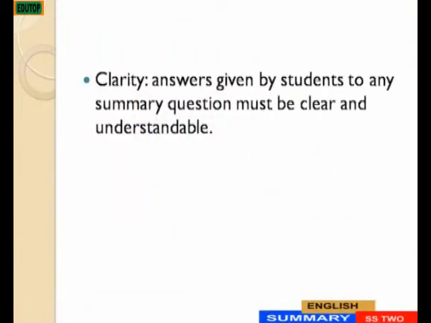Another one is being clear. It is explained under clarity. Your answers to summary questions must be clear and understandable. You should not bring up confusing arguments or a confusing summary, in the sense that when the examiner is reading it, the examiner is confused and does not even know what and why you have brought out such points out of the passage. So you should ensure that your answers or your summary is clear enough and straight to the point, in such a way that it relates to the question that is being asked.